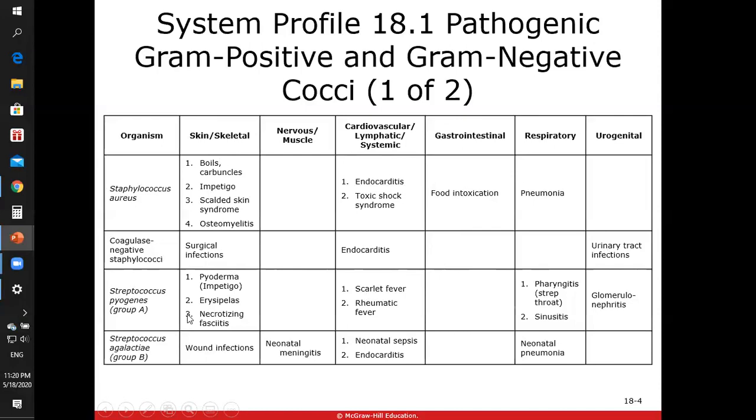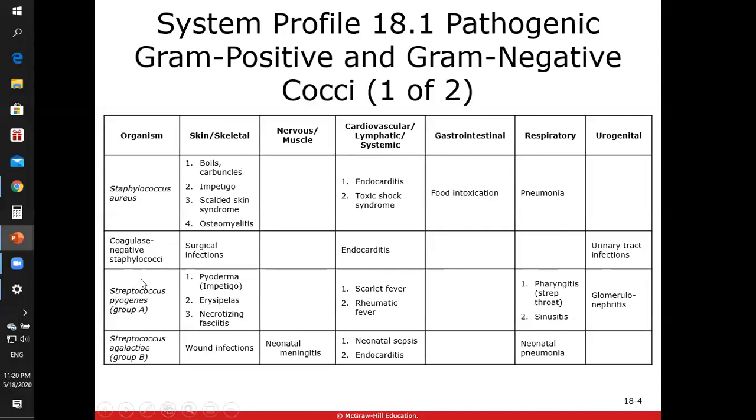Then you have group A strep, which can cause impetigo, erysipelas, necrotizing fasciitis, scarlet fever. In the cardiovascular or lymphatic system, you can get rheumatic fever. If it's in the respiratory system, you can get strep throat, sinusitis. As urogenital, you can get glomerulonephritis. See, all of these are things that you will eventually see from people in the general public, or if you're going in for nursing, you'll see these in your practice.